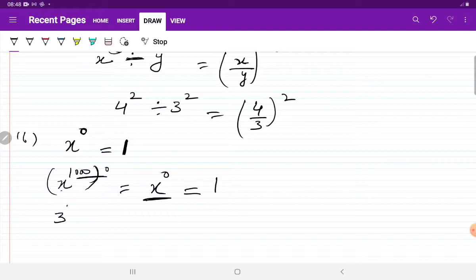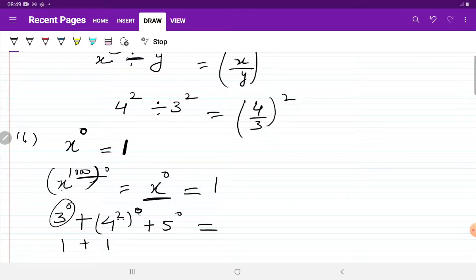Again I am taking one more example here. Like I have 3 raised to power 0 plus 4 raised to power 2, all raised to power 0, plus 5 raised to power 0. So what is my result? Not 0. Sometimes children think, here power is 0, so it will be 0. No, the result is not 0, it will be 1 for each. So here I got 3 raised to power 0 is what? 1, because x raised to power 0 is always 1. Plus here exponent with exponent is what? 2 into 0 is what? 0, and then 4 raised to power 0 is what? Again 1.